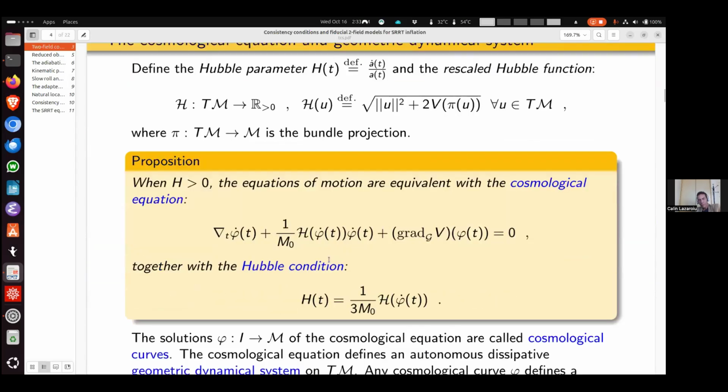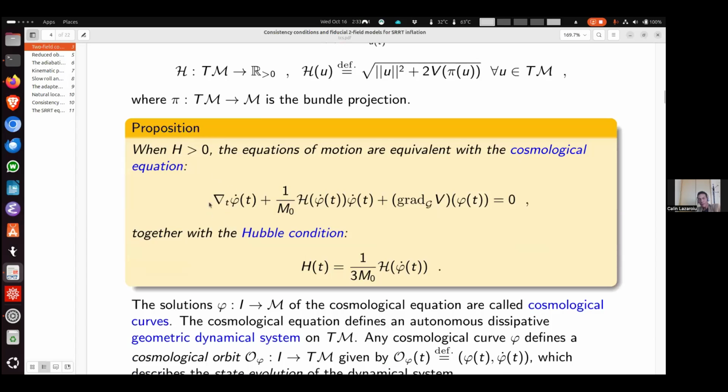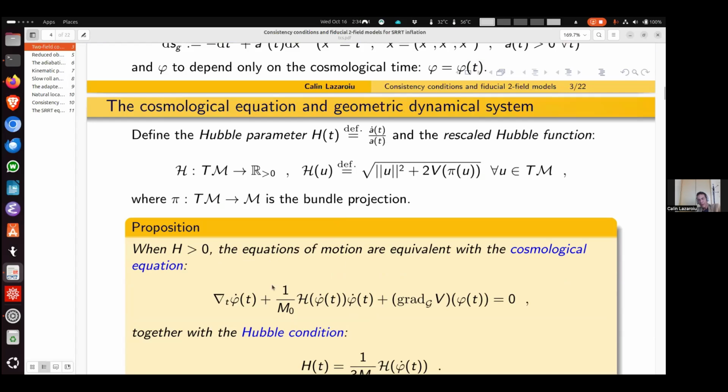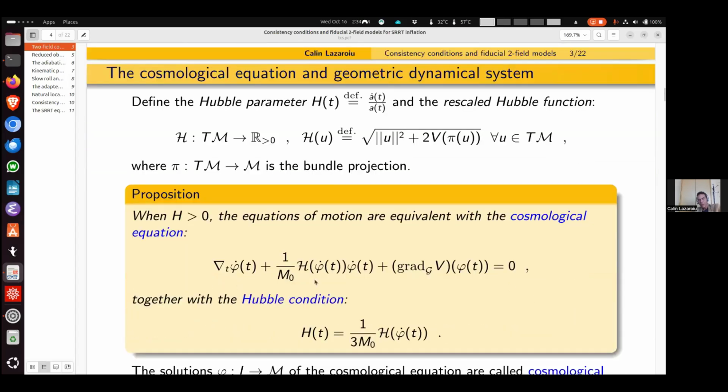So here, nabla t means the covariant derivative with respect to the Riemannian metric G on my surface, of phi dot of t with respect to phi dot of t. So nabla t is a shortcut for nabla phi dot of t of phi dot of t. Then the second term is 1 over M naught. So you can see now why I introduced the rescaled Hubble function, to simplify this prefactor, so that I don't carry the factor square root of 3 over 2 M naught. Multiplied by calligraphic H evaluated at phi dot of t. Here calligraphic H is the rescaled Hubble function. So you view phi dot of t as an element of the tangent bundle. So you can evaluate the rescaled Hubble function on phi dot of t, and that gives you a positive real number, and you multiply that with the vector phi dot of t.